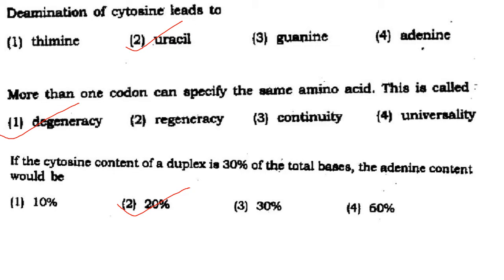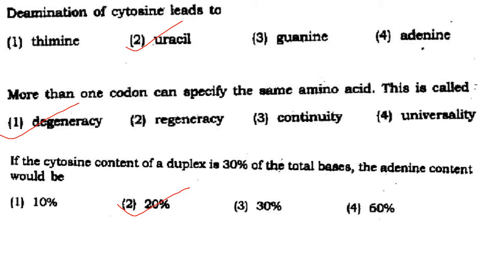Next one. More than one codon can specify the same amino acid. This is called option 1 degeneracy, 2 regeneracy, 3 continuity, 4 universality. Answer is option 1, degeneracy.